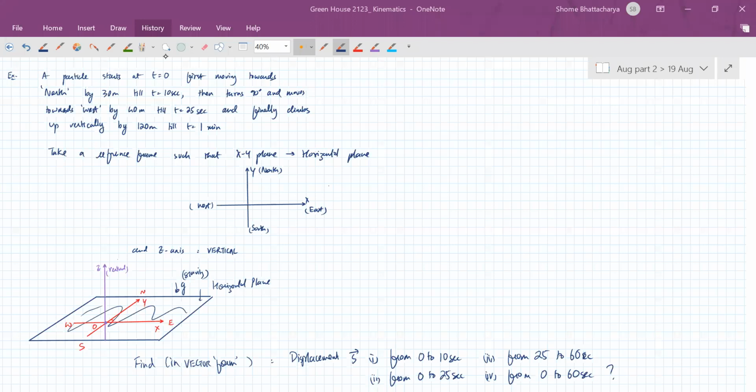Okay, very good, Rishi. That's correct. Akshat, that's correct. Only thing is, Akshat, you can give the answer in I cap, J cap, K cap notation also. You've given the magnitudes, they're correct. Very good.